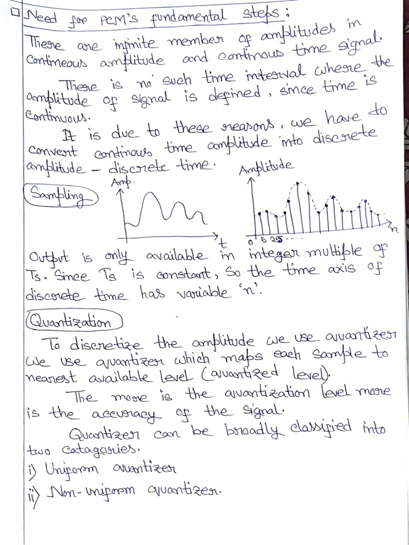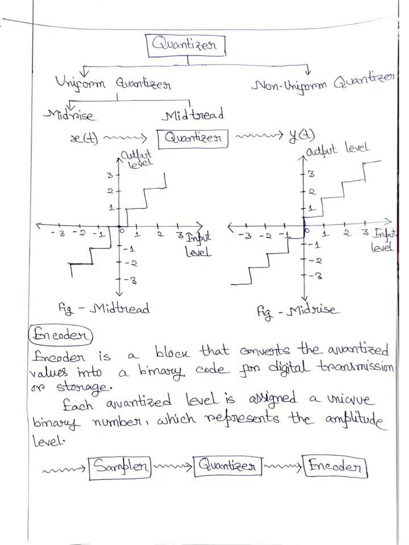Quantizers can be broadly classified into two categories. First is the uniform quantizer and the second is the non-uniform quantizer. And you can see here the quantizer is divided into two subcategories: uniform quantizer and non-uniform quantizer. The uniform quantizer is further divided into mid-tread and mid-rise. Here are two graphs. The first graph is mid-tread and the second graph is mid-rise. You can easily distinguish the two types using these graphs.